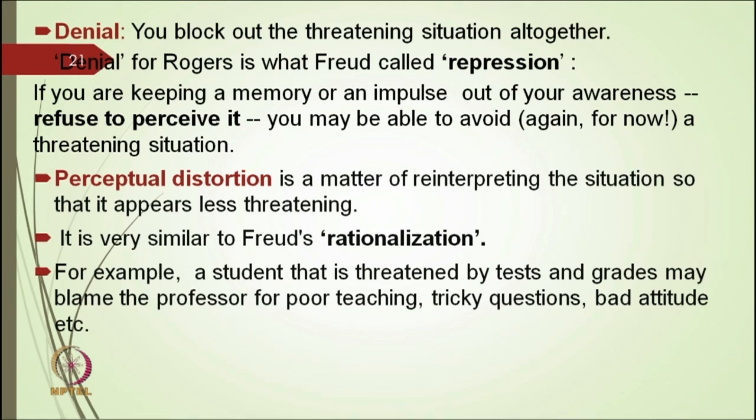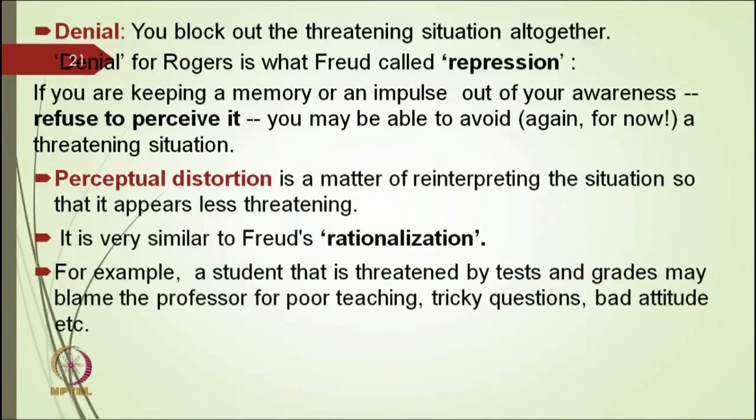Another defense mechanism is perceptual distortion. It is a matter of reinterpreting the situation so that it appears less threatening. It is very similar to Freud's rationalization. For example, a student who is threatened by tests and grades may blame the professor for poor teaching, tricky questions, bad attitude, etc. So they just distort the situation so that they can keep away from anxiety, stress, tension, etc.